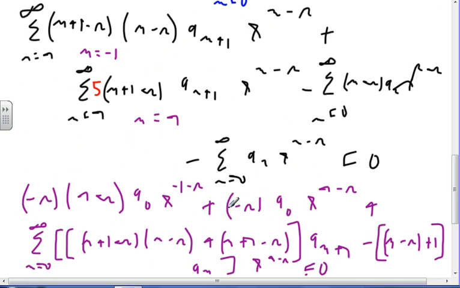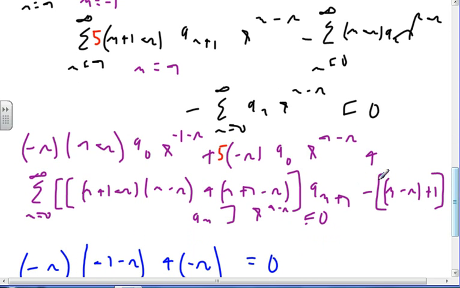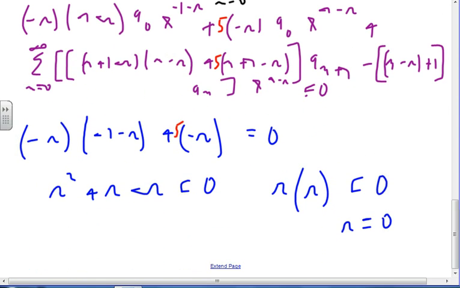So there's a 5 sitting here, right? There's a 5 sitting there. And then in the summation guy, there's a 5 sitting there. So that means there's a 5 sitting there. Okay, so that helps us out some.